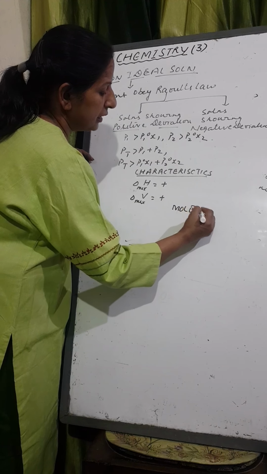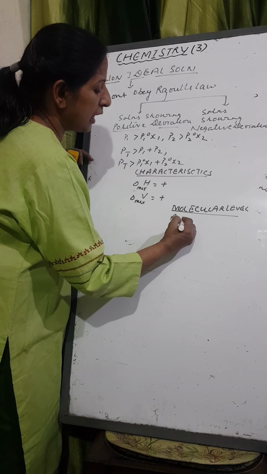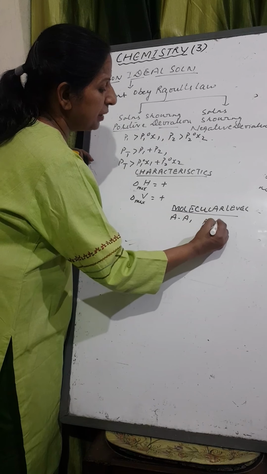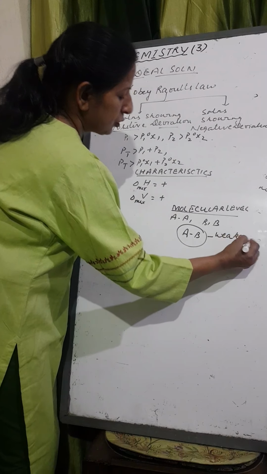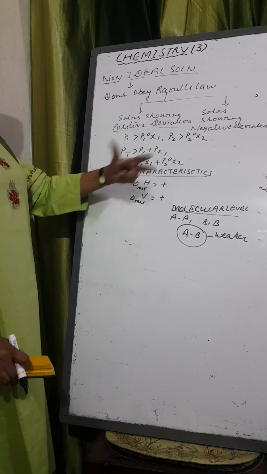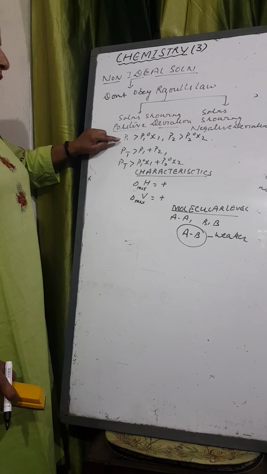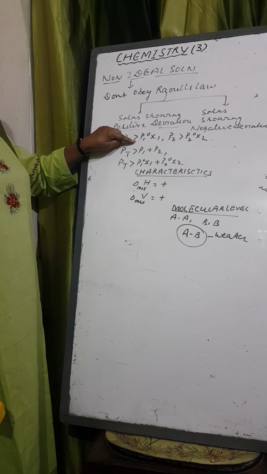Actually, in this case, at the molecular level, if you compare the AA type of interactions and the BB type of interactions with AB, these AB type of interactions are weaker. As the interactions are weaker, the liquids have more tendency to go into the vapor phase, thus resulting in greater vapor pressure than what is expected as per Raoult's law.